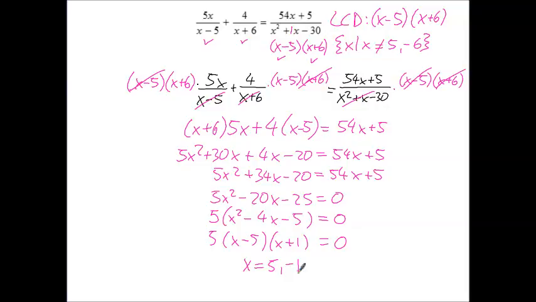Now let's check with our domain restrictions. And what are domain restrictions? What can x not be? x cannot be positive 5 and negative 6. So positive 5 cannot be a solution. Negative 1 is fine. So our only solution is x is equal to negative 1.